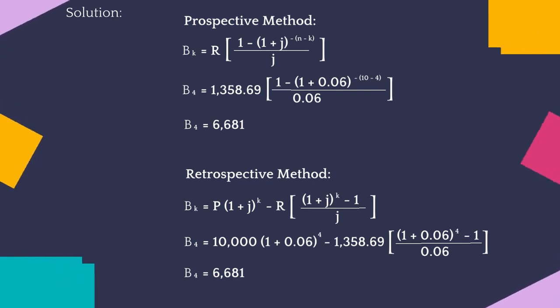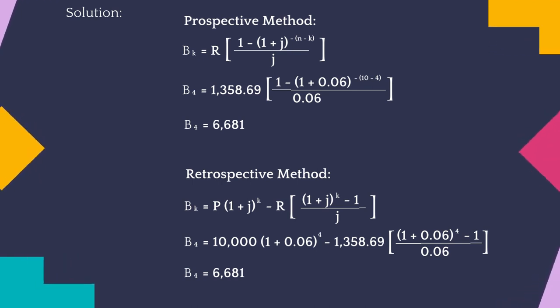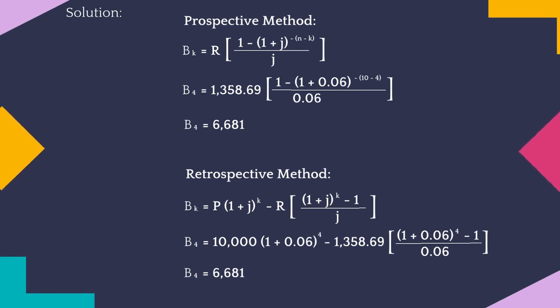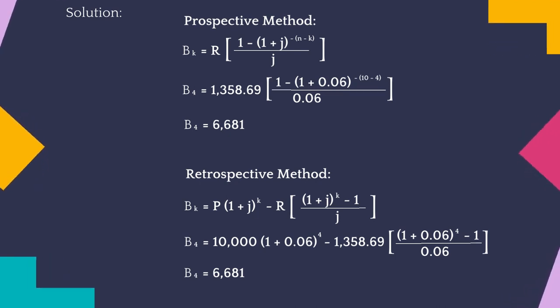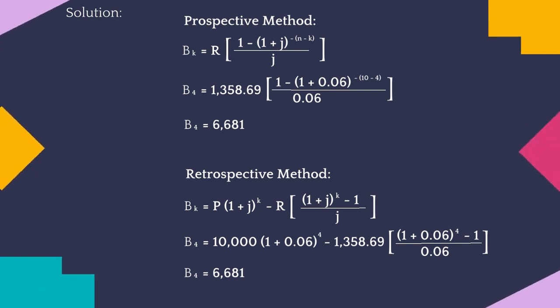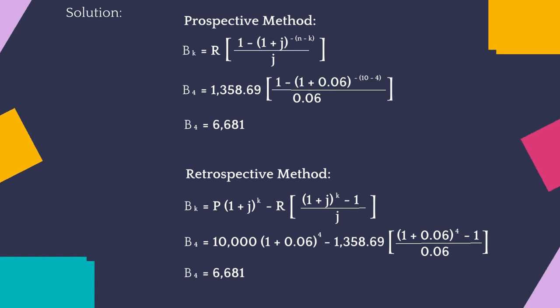The formula is Bk equals P times (1 plus J) to the power of K, minus R times ((1 plus J) to the power of K minus 1) over J. So let us substitute all the values. B4 equals P, which is $10,000, times (1 plus J, which is 0.06) to the power of K, which is 4, minus R, which is 1,358.69, times ((1 plus J, which is 0.06) to the power of K, which is 4, minus 1) over J, which is 0.06. So let us calculate all the values.